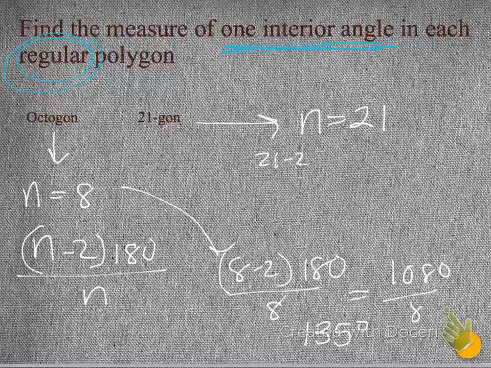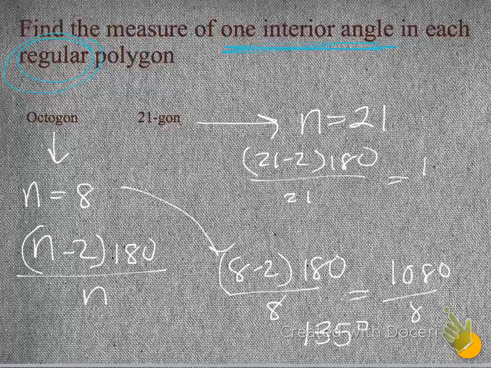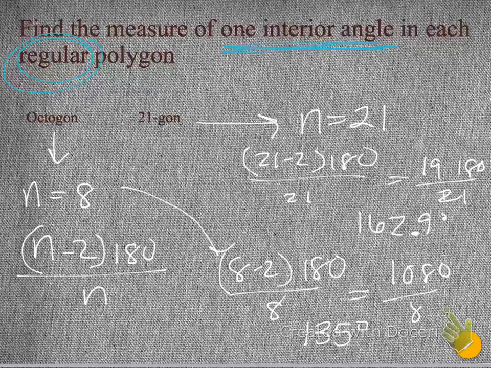So 21 minus 2 times 180 divided by 21. So 19 times 180 divided by 21 is about 162.9 degrees. So one interior angle would be 162.9 degrees.